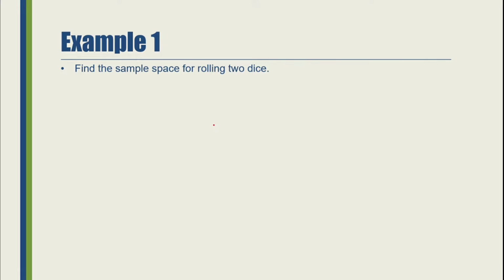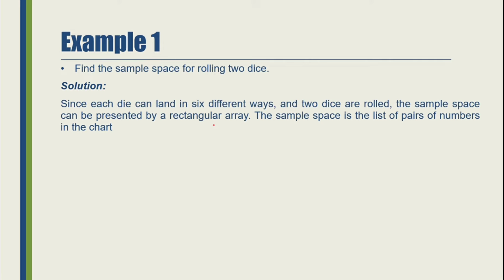So we have here example number 1. Find the sample space for rolling two dice. Solution: since each die can land in 6 different ways and two dice are rolled, the sample space can be presented by a rectangular array. The sample space is the list of pairs of numbers in this chart.